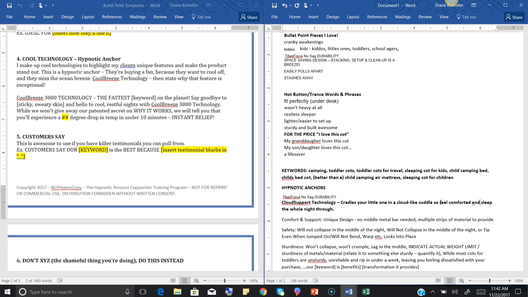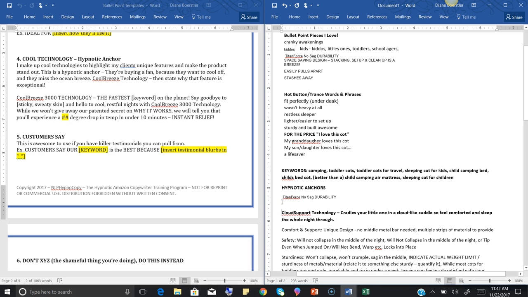So that's the hypnotic anchor. What we could do with that then is, this could be right here, cloud support technology. We would say that, and we would say the benefit. So what would be the main benefit of this? Because you're on a cloud, they also feel comforted and sleep the whole night through. Okay, so cloud support technology.